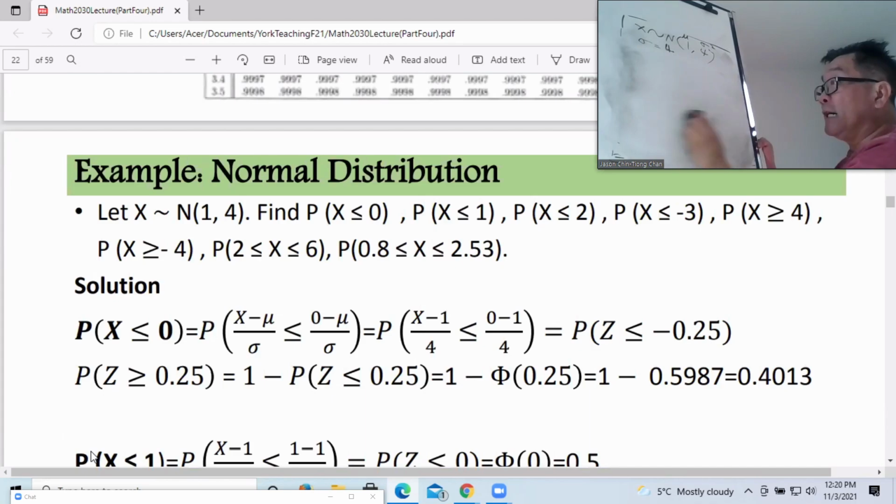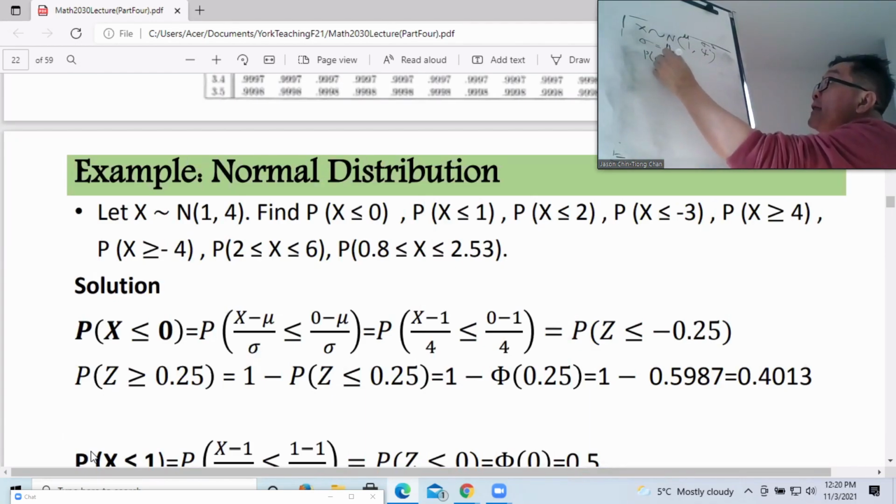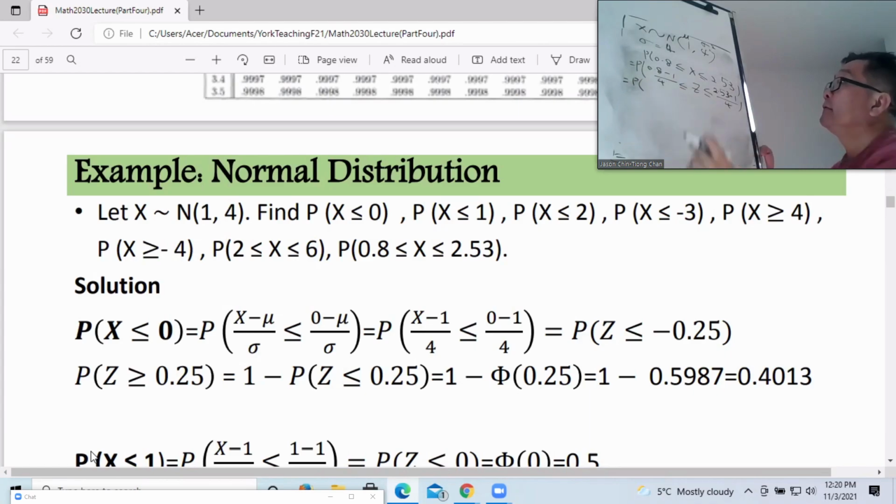Maybe I can start first. Okay, start a few steps. So 0.8. Okay, so 0.8 minus 1 divided by 4. So this is Z. 2.53 minus 1 over 4. Okay, can you help me to get the value? This one, I think, 0.2, negative 0.2.